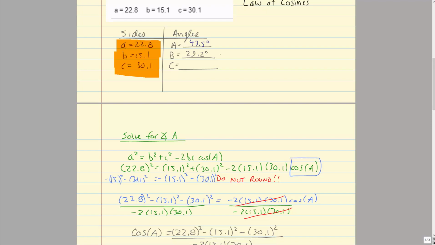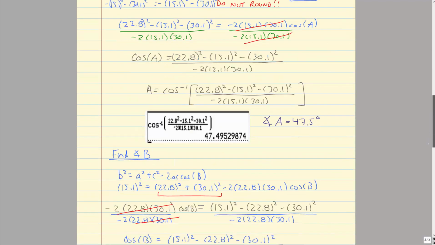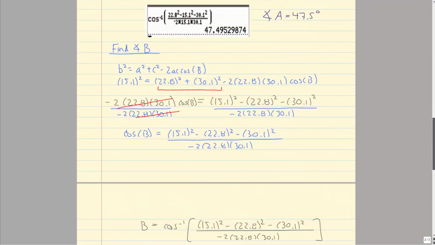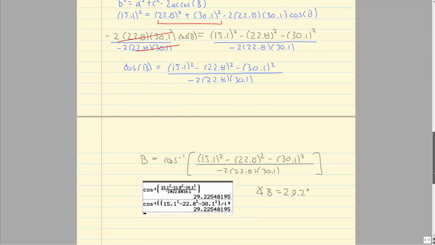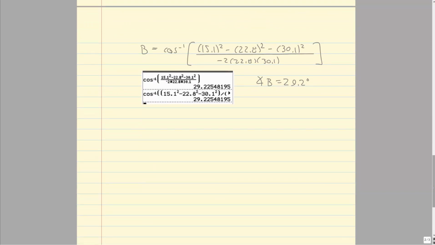Okay, so I want to look at this again another way. So I had to use the law of cosines to get started. But I'm wondering, can I switch to the law of sines? So let's go ahead and find angle B using law of sines.